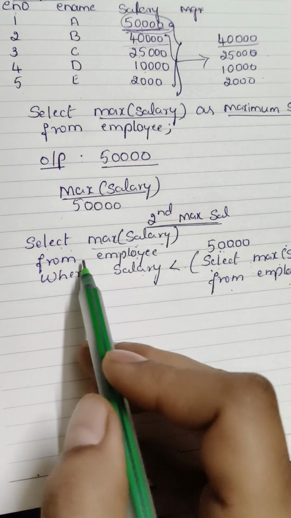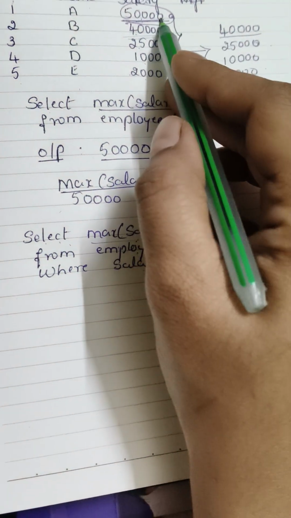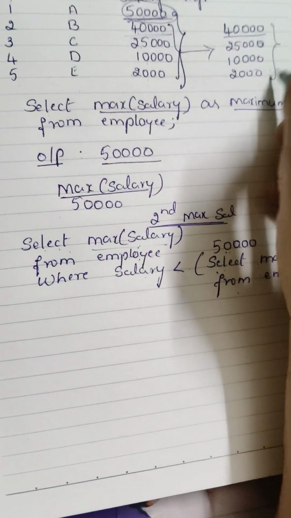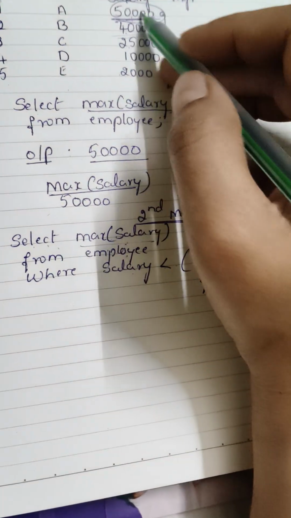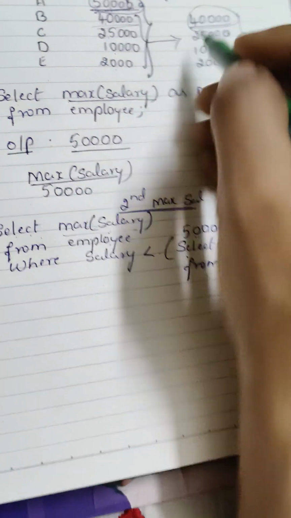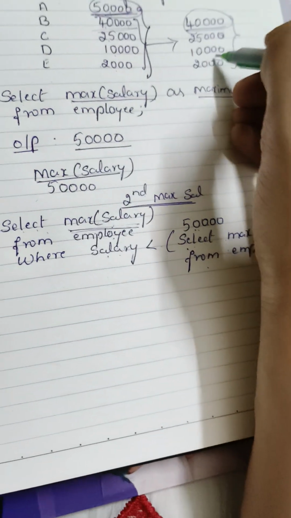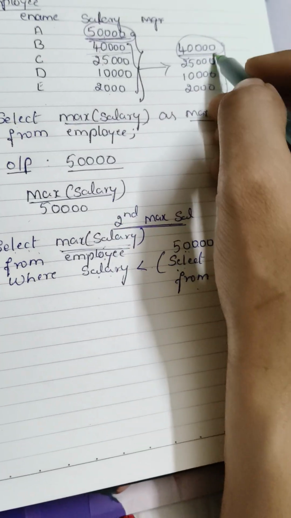Select max of salary from the employee table where salary is less than 50,000. That means it will get the list of all the salaries which are less than 50,000. In this list, it will find out which is the maximum salary. That is this one, max of salary. Out of all these, it will display the maximum.